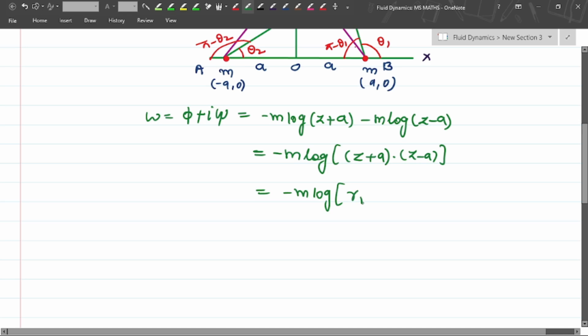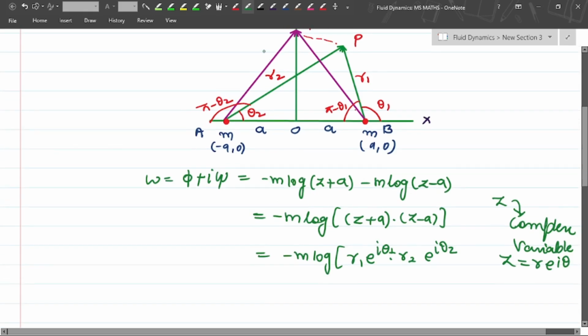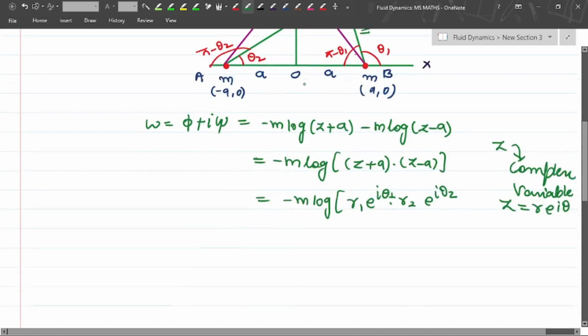So I can write it as r1 e to the power iota theta 1. What is z? The complex variable z in polar form is z equals r e to the power iota theta, and z plus a is r1 e to the power iota theta 1, and z minus a is r2 e to the power iota theta 2. The length from this point is r1 with the angle theta 1, and here it is r2 with the angle theta 2.